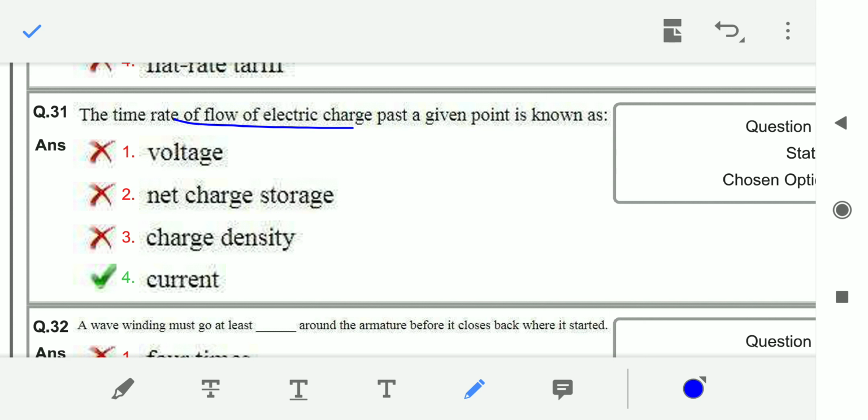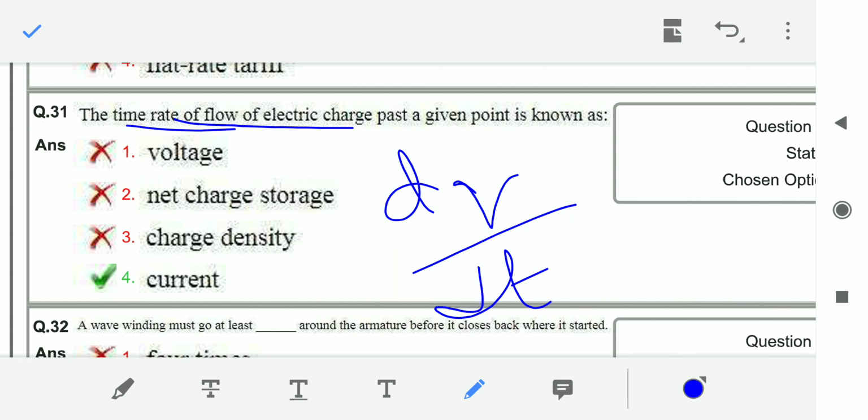Okay, time rate of charge means what, sir? dq. Okay, charge with respect to time, that is dq by dt. So dq by dt is nothing but what, sir? We all know that current is nothing but rate of charge, right? So the answer is current.